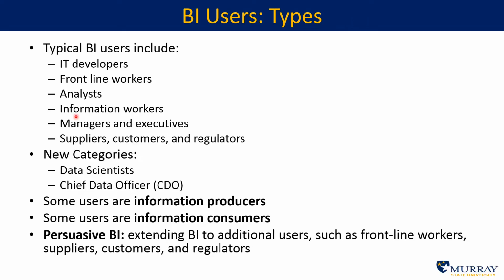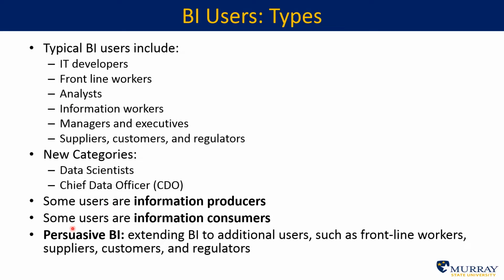Now, one thing to note about those different BI users is that some of them are information producers, meaning they are responsible for producing data or information, the one that is being fed into the data warehouse or data mart. And then some users are information consumers, meaning their main interest is getting data out, extracting data from a dependent data mart, analyzing it, and making decisions based on that.